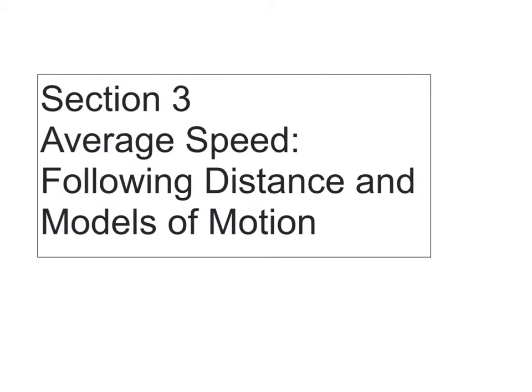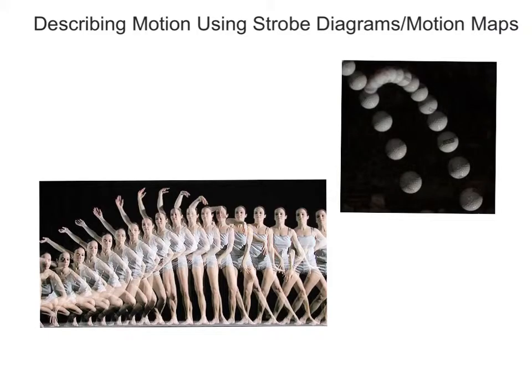This lesson goes with Chapter 1, Driving the Roads, Section 3, and we'll be investigating average speed. There are many ways that you can describe motion. One of the ways is using strobe diagrams. These are also called motion maps.